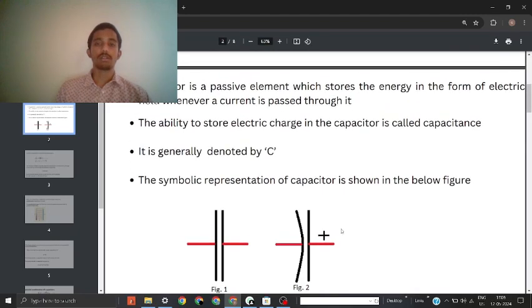So from this we can say that a capacitor is an element which stores electric charge, and we can use electric charge wherever we want. I mean, in whatever conditions when we need electric charge, to provide electricity.